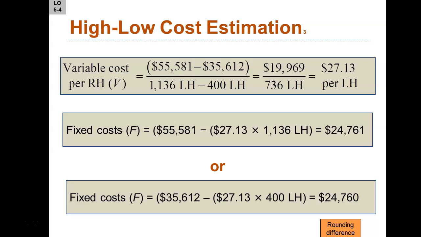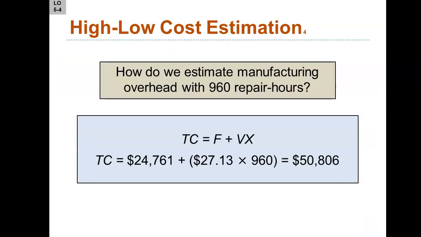Again, think about it like this. We're calculating the change. And here's the numbers, the 55,000 minus the 35,000, calculating the change in the labor hours, the 1136 minus the 400, to divide them together to come up with our variable, our $27.13 per labor hour. That's our variable cost. And essentially what we had done is calculated the V. Because if we're already given the X and we know what the fixed cost is, we can now calculate our total costs. And that's how we do it.